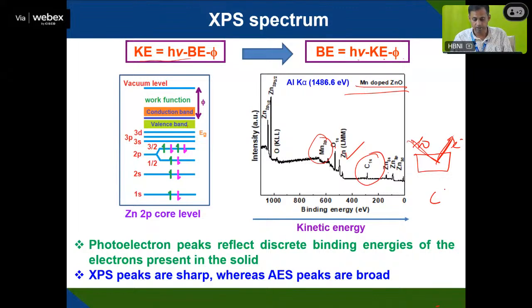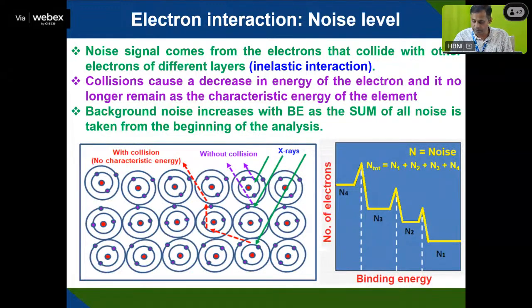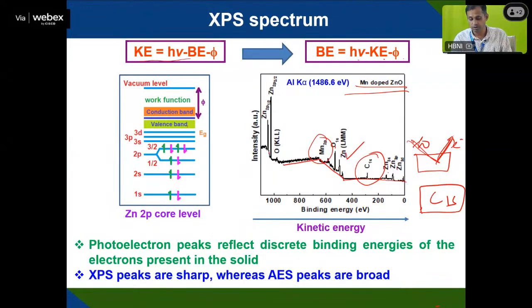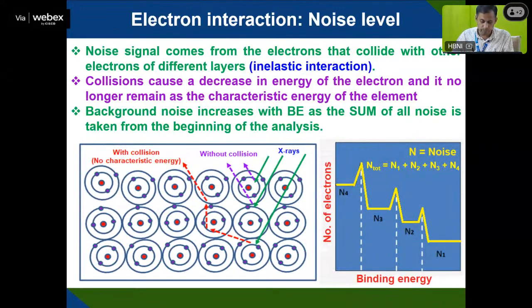If you see the electron interaction, and the XPS spectra here, it goes like this, then there is a jump, then like this, then another jump. So instead of a straight background, it has this type of step-function background. That is mainly because of noise signal that comes from electrons that collide. The electron coming out from the core, before reaching the surface, will collide with other electrons.